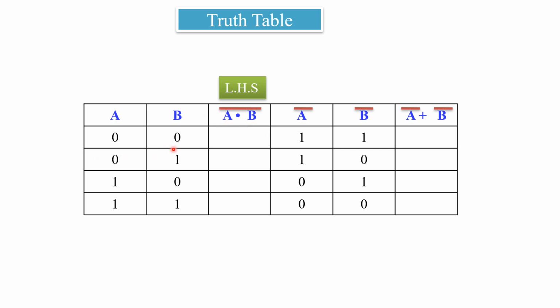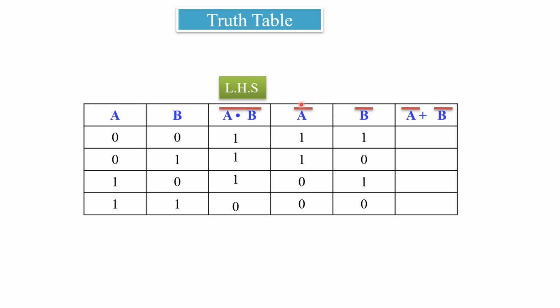So 0 into 0, bar, that is 0. 0 into 1, bar, that is 0 into 1, 0. 0 bar is 1. Then 1 into 0, that is again 0. 0 bar is 1. 1 into 1, that is 1. 1 bar is equal to 0. So we got the left hand side as 1 1 1 0.